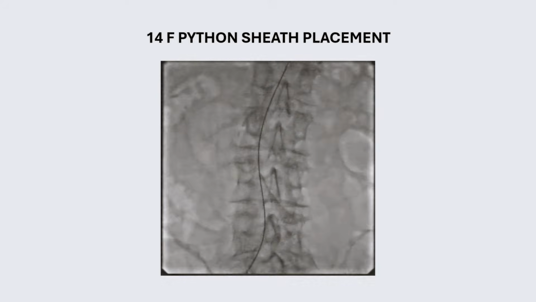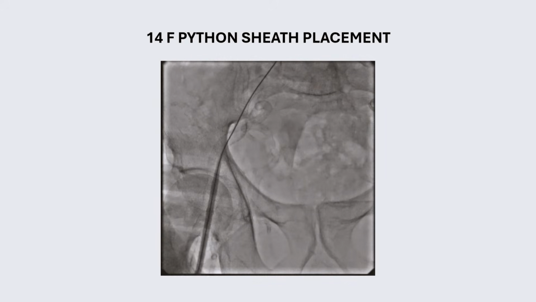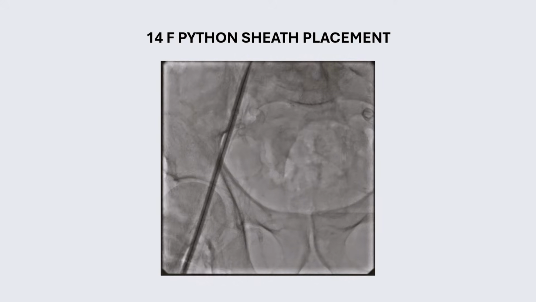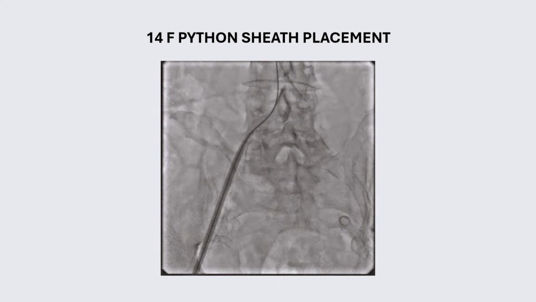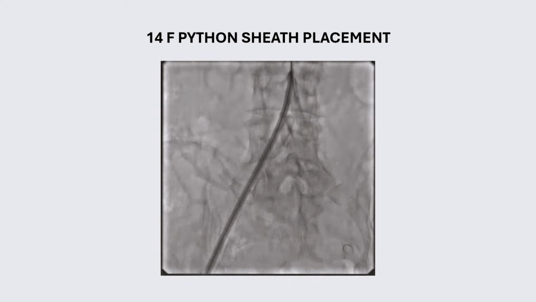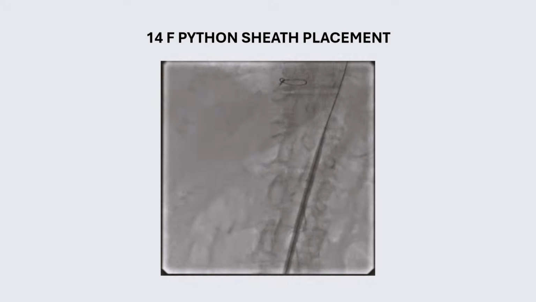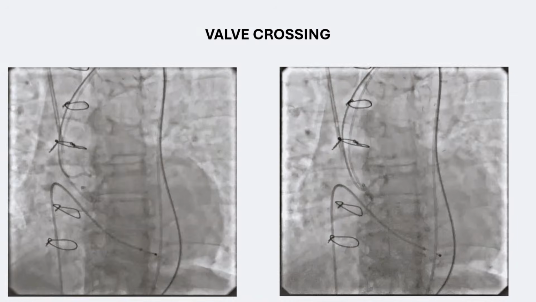Once the stiffer wire was in place, we changed to the 14 French Python sheath, which came in, and we can see that the Python sheath is also hindered by the artery. The dense calcification of the artery we can see towards both sides. So gently we try to get the Python sheath in, and it is tracking well on the Amplatz stiff wire, and it was all done in fluoro to avoid vascular injury. Once the Python was inside, things were much easier.